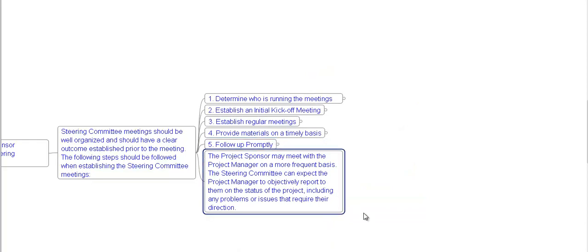The project sponsor may meet with the project manager on a more frequent basis. The steering committee can expect the project manager to objectively report to them on the status of the project, including any problems or issues that require their direction.